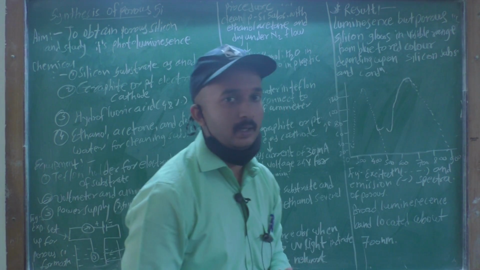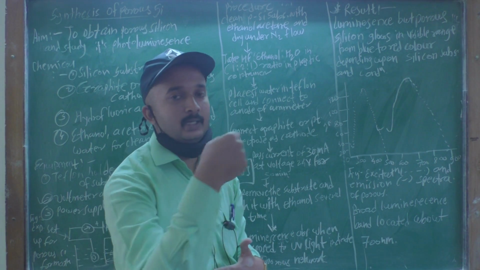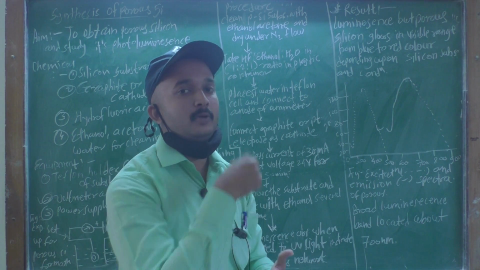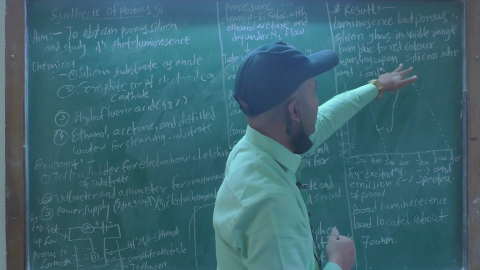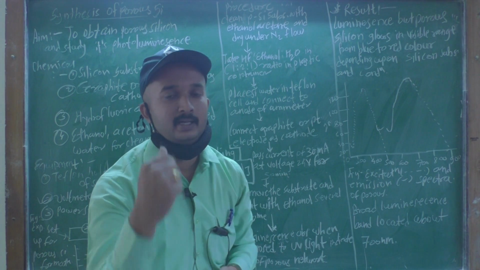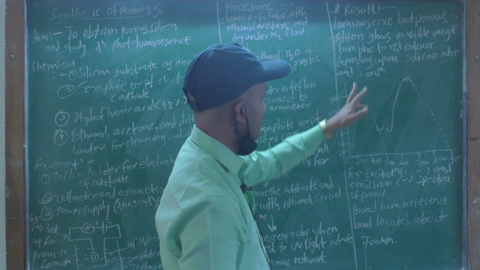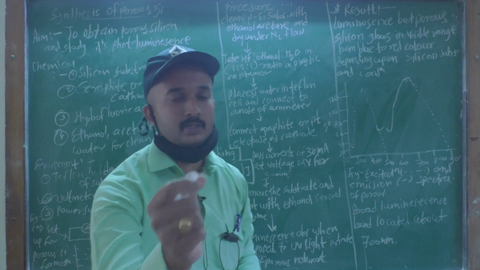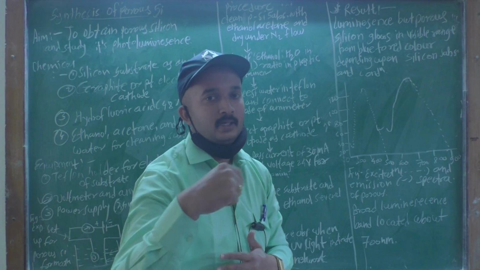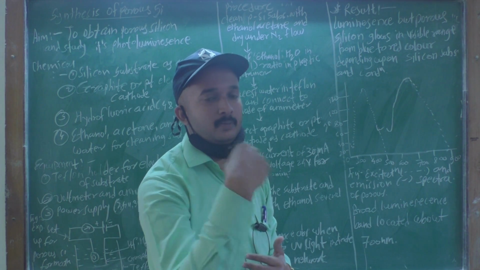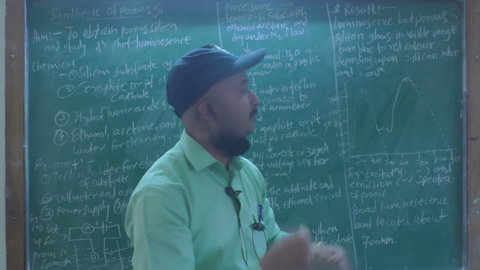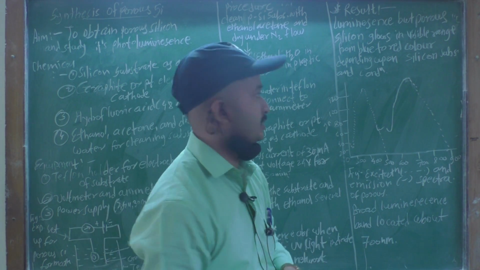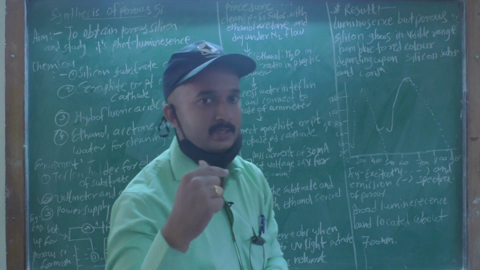The visible range of the porous silicon is blue to red color, and it depends upon the silicon substance and its condition. This range of color, blue to red, depends upon the silicon substance and its condition.